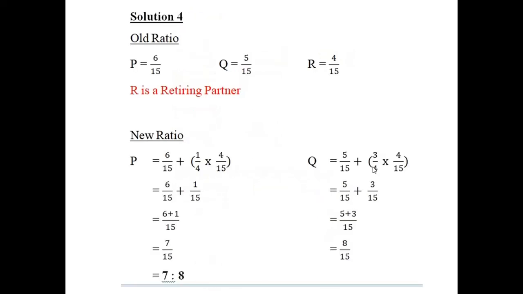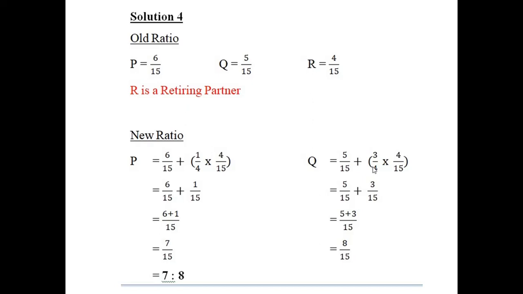Now let us move on to next question number 4. P, Q, and R are partners in a firm sharing profits and losses in the ratio of 6 is to 5 is to 4, respectively. R retires and surrenders one fourth of his share in favor of P and remaining in favor of Q. Now see here, I talked about the language, isn't it? So this question number 4 is similar to question number 1 and 2. It's very simple. This question number 4 is just like question number 1 and 2, only the language is different here.